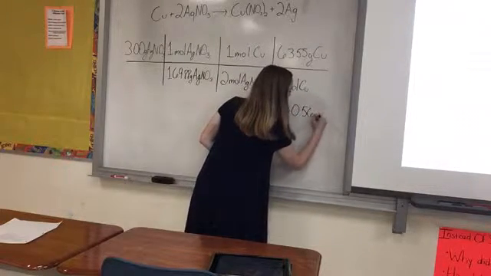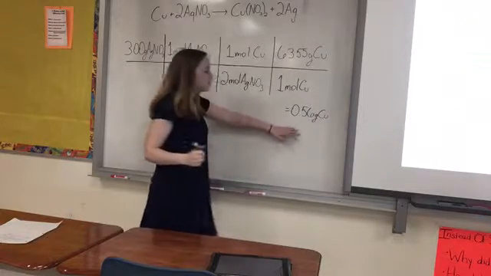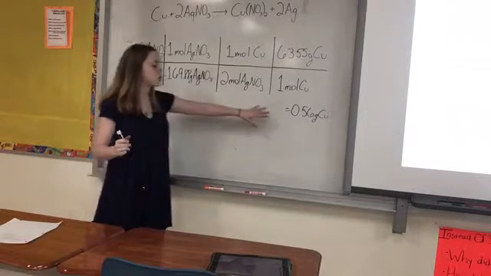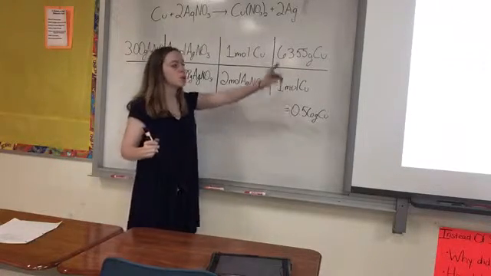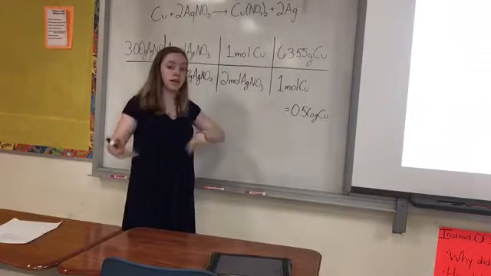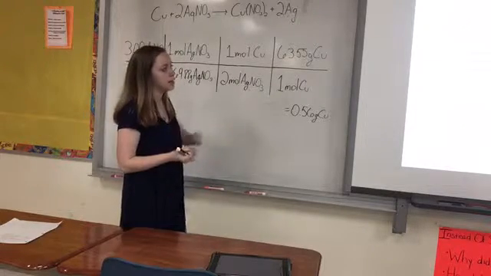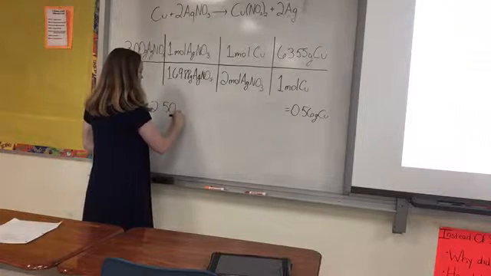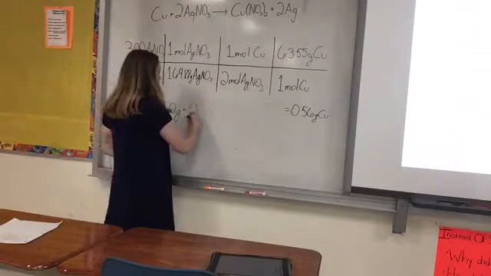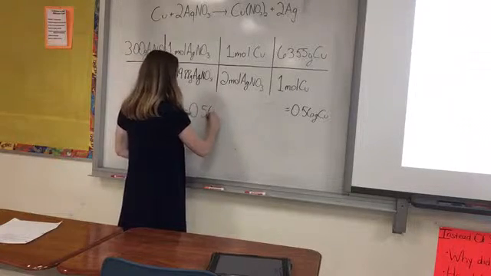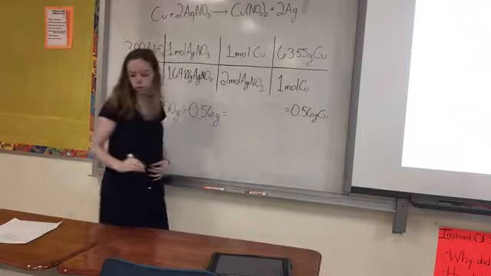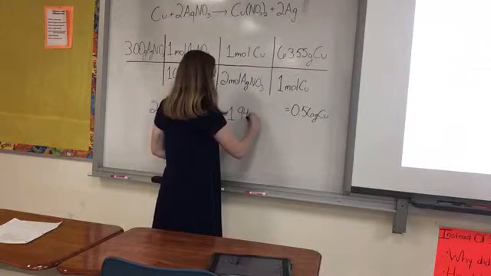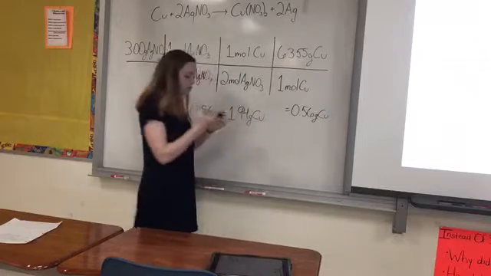0.56 grams of copper. Now, this isn't the final answer. What this number tells you is that this is how much copper is being used, but the question is asking how much is going to remain afterwards. So the last step is to take how much copper you started with, which is 2.50 grams, and subtract the amount that you use, which is 0.56 grams. So your final answer for part C is 1.94 grams of copper. And that's your answer.